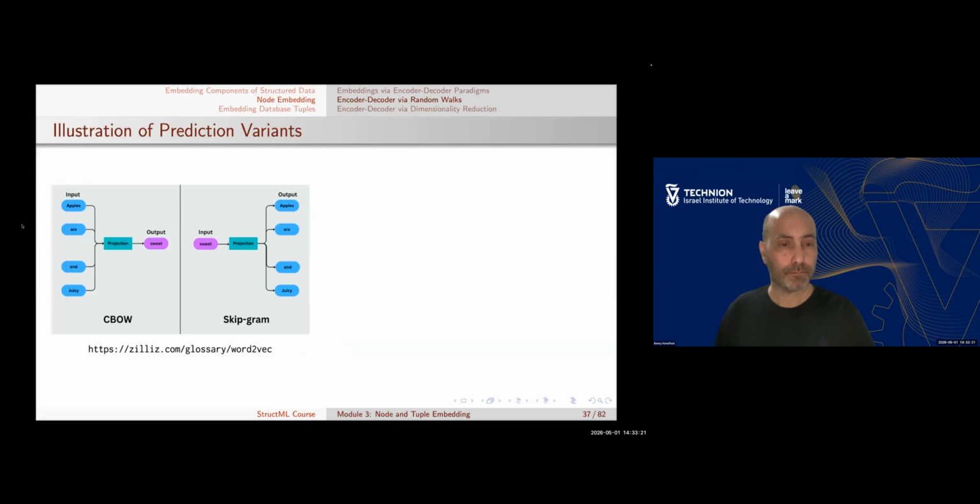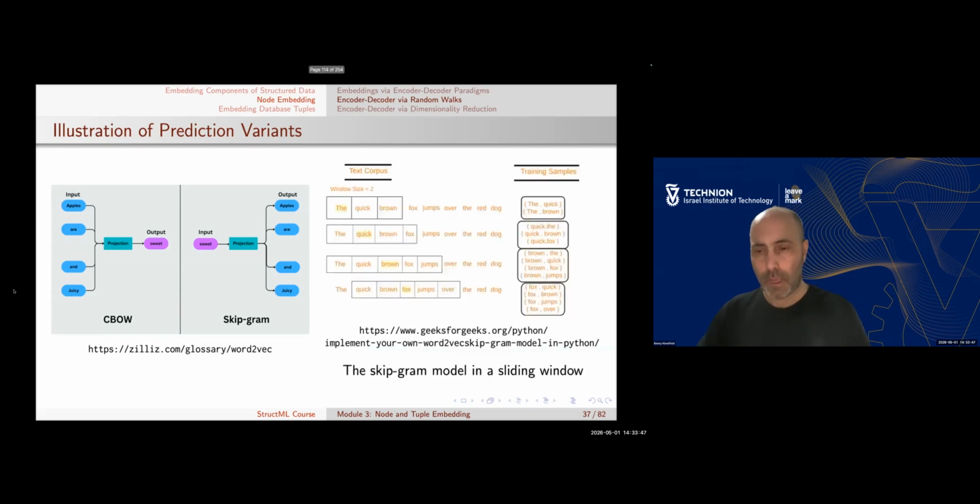This is an illustration of CBOW and skipgram, an example. So you see here, apples are something and juicy, and you want to predict, okay, the missing word is sweet. Apples are sweet and juicy. Or you say sweet, what is the sentence around it? That's skipgram.